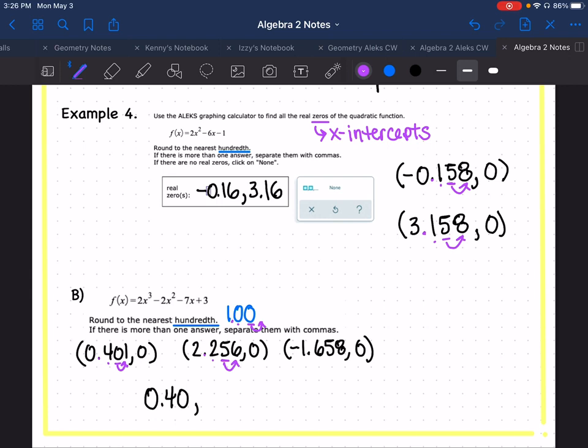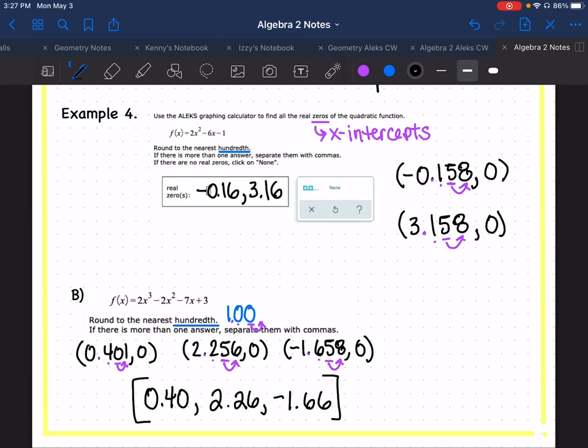Here, the 6 with the arrow is going to tell me to make the 5 a 6, so I'm going to put 2.26. And for the last one, decimal 1, 2, once again, the 8 is going to say make the 5 a 6, so 0.66. Here would be my 3 answers because I had a cubic.